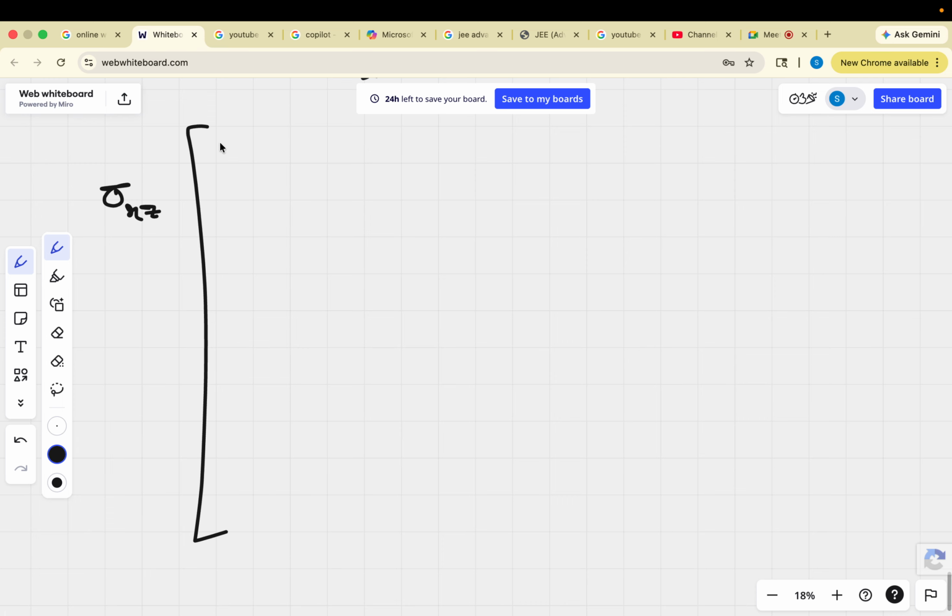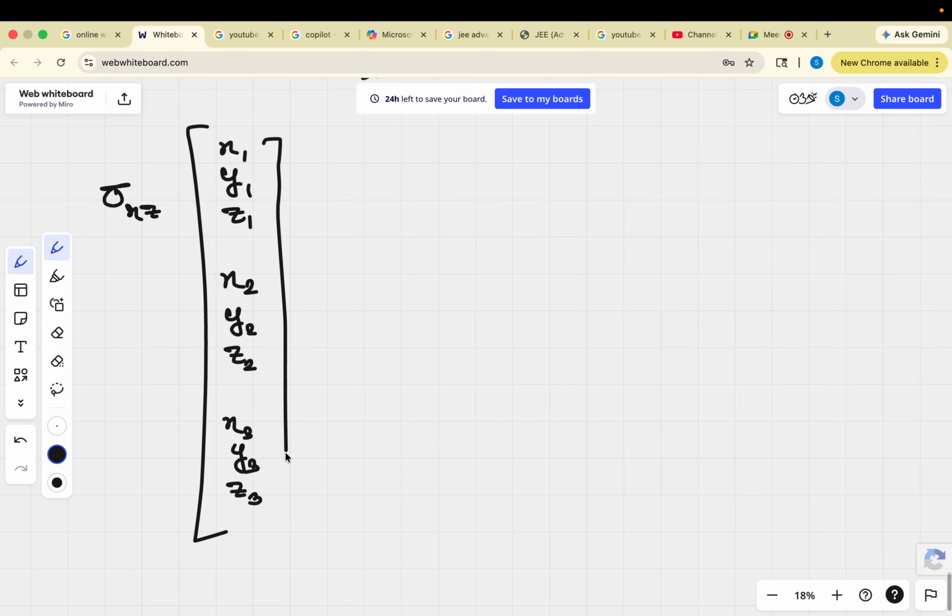on this whole coordinate system. So x1 y1 z1, next you have what? x2 y2 z2, and lastly I have x3 y3 z3. So this is your sigma xz.